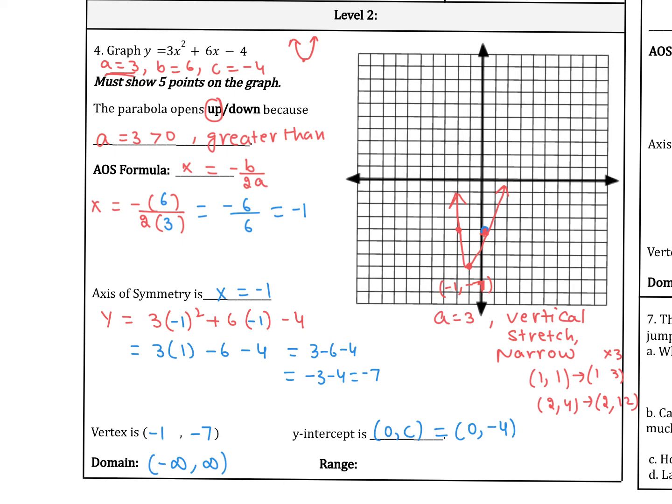Range is starting from negative 7 for the y value, and going up and up and up. So the range is going to be negative 7 comma infinity.